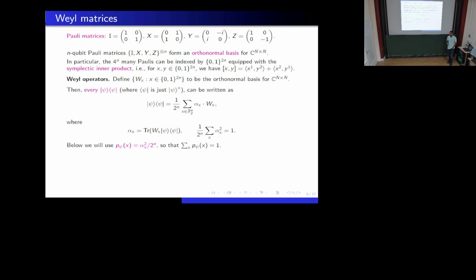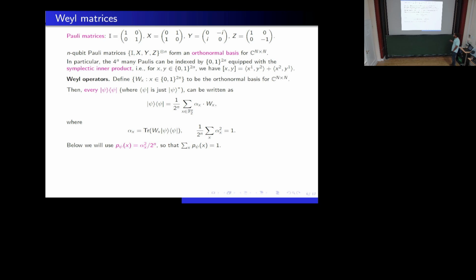Why do you have so many Wx, but in the formula you have much fewer Wx? Oh, 2n. Sorry, this is a typo, this should be 2n. You're right, sorry.